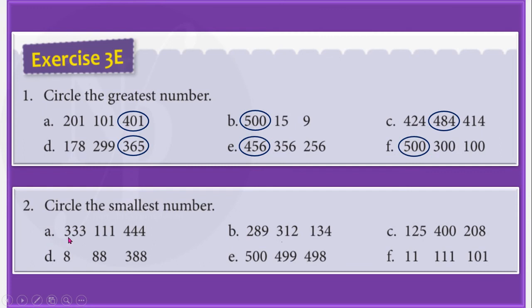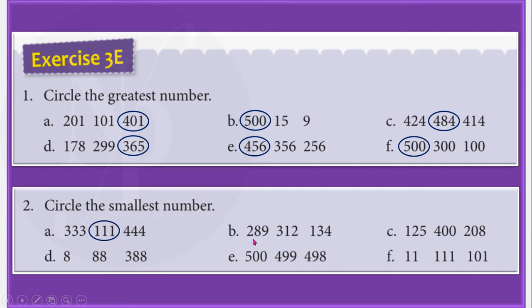In A we have 333, 111, 444. So to find the smallest number, we will look at the hundreds place or greatest place among these three numbers, and we find that when we compare 3 and 1, 1 is smallest, and when we compare again second and third numbers, we have 1 here and we have 4 here, and 1 is smaller than 4. Therefore the number 111 is the smallest among these three numbers.